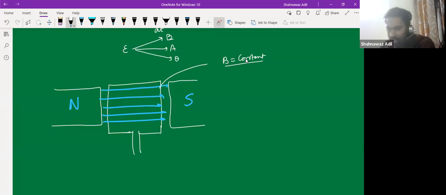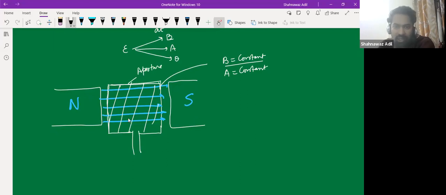Now we have the area of this aperture. It is not shrinking or expanding, so is the area changing or constant? This is also constant, because the aperture is not changing. We are not changing the shape of this aperture.